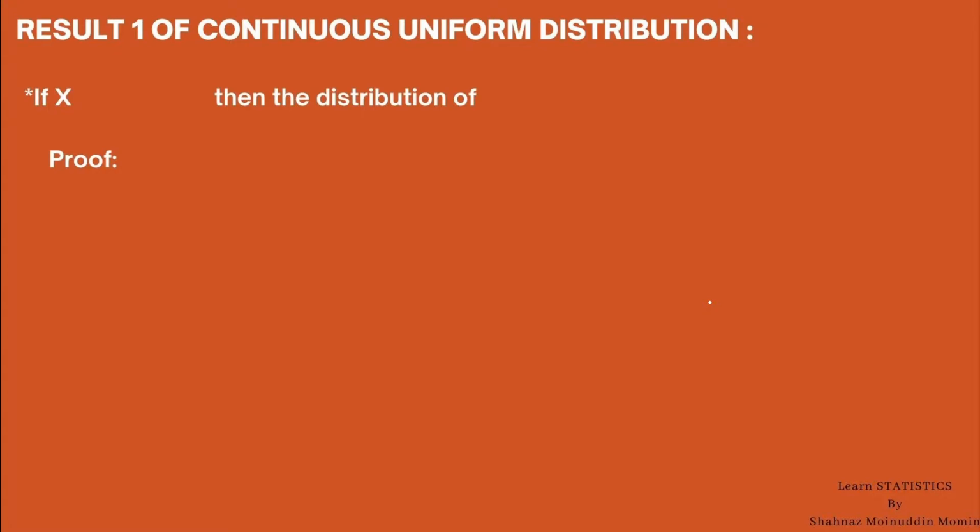Result 1 is: if x follows uniform over a to b, then the distribution of (x minus a) divided by (b minus a) follows uniform 0, 1. This we have to prove.